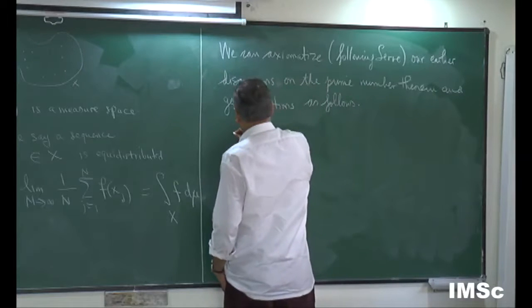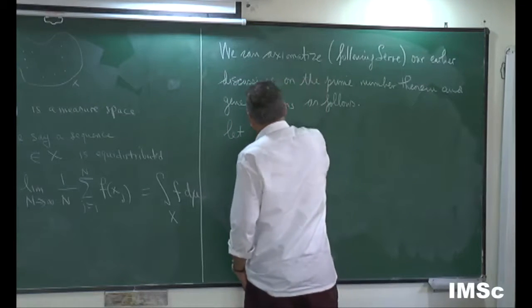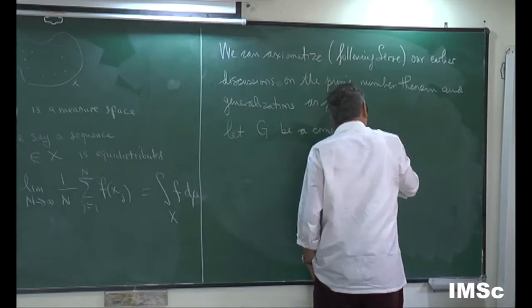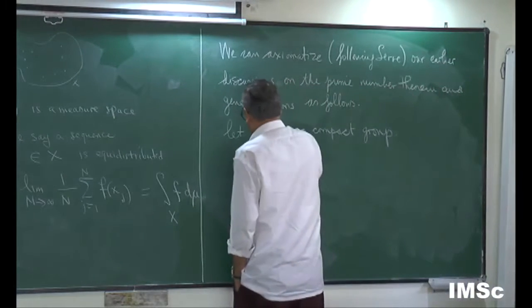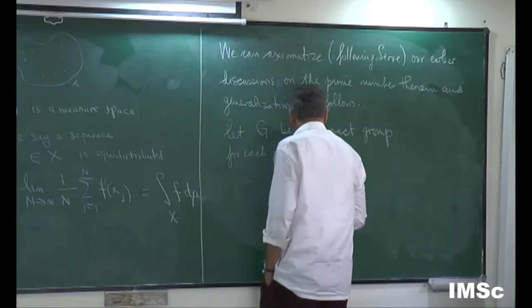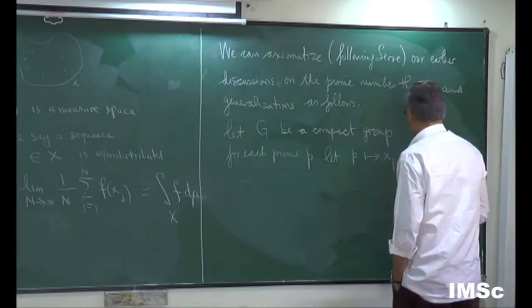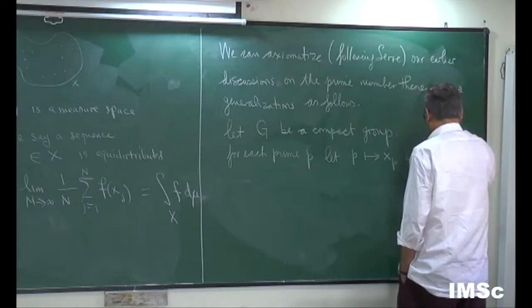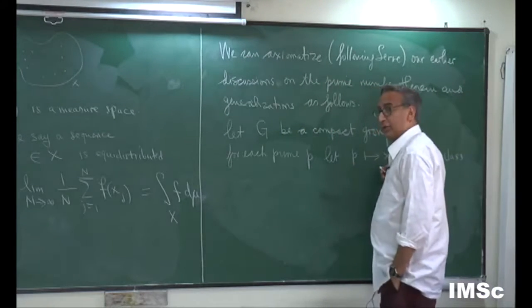Let G be a compact group. For each prime p, let x of p be a conjugacy class in G. So for each prime p, I associate a certain conjugacy class.